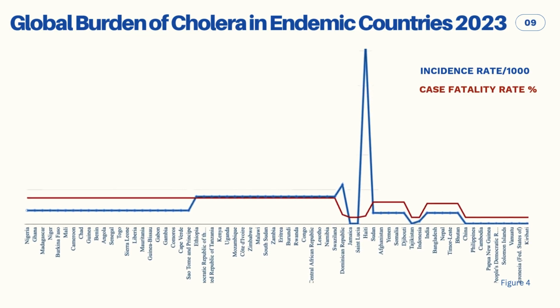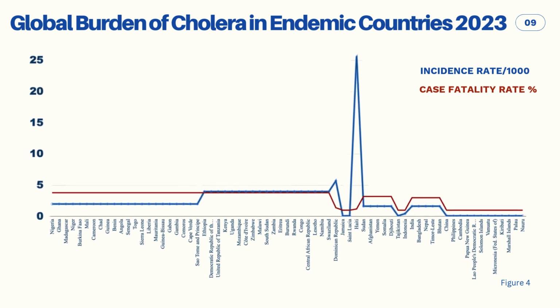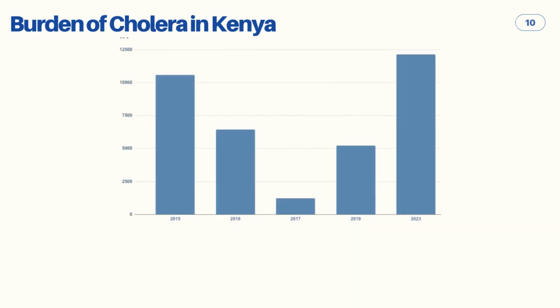These graphs show us the burden in endemic countries. Pause a moment and take a look. Most of the countries are in Africa or Asia. The incidence rate, that is the blue line on the screen, varies across African countries, but see that the case fatality rate percentage, the red line, is always higher in every African country. The death tolls are higher in Africa.